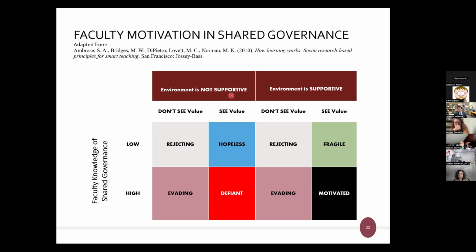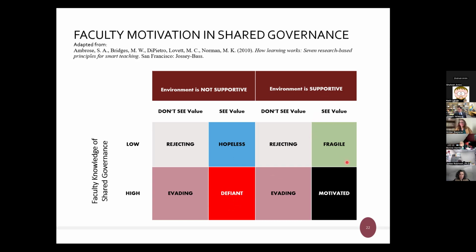All right, so if the environment's not supportive, but you do see the value, you're going to feel a bit defiant. You're going to have your fist in the air, kind of. You perhaps want to engage in shared governance, but maybe you're not doing it effectively. Maybe the pathways aren't there for you, the structures, the policies. Maybe your faculty senate was dissolved, but you're going to be defiant.